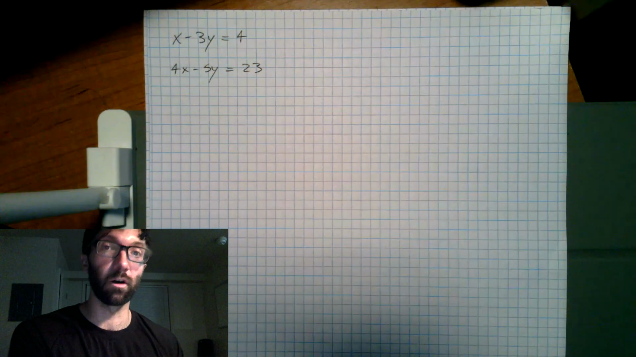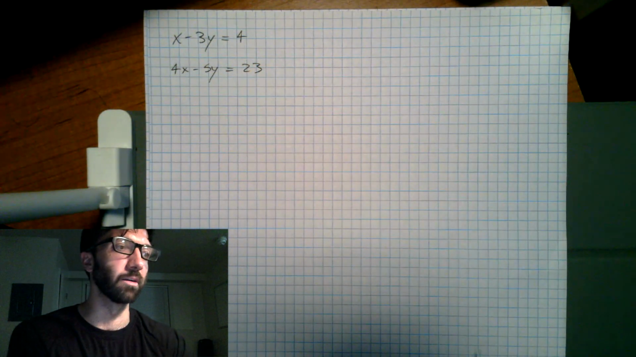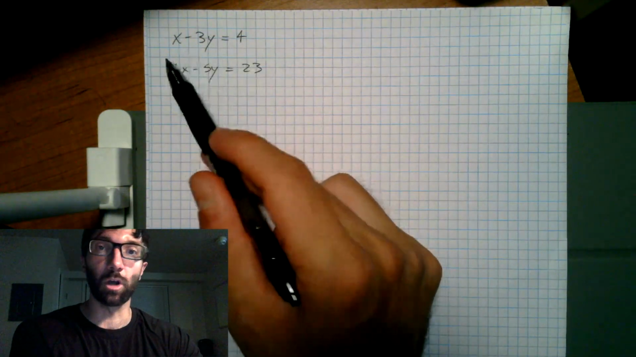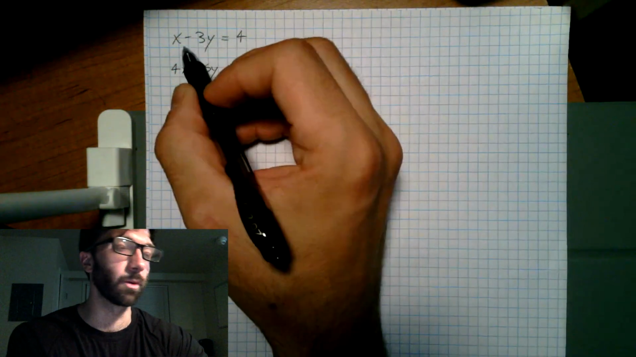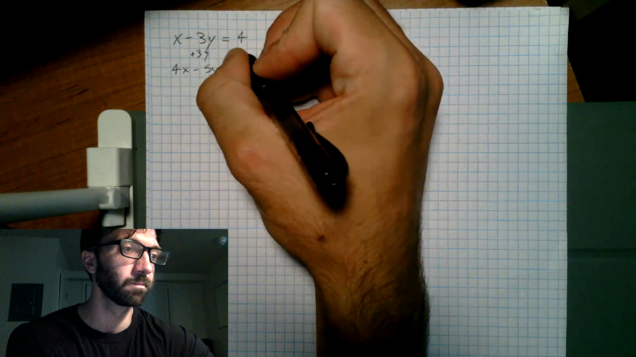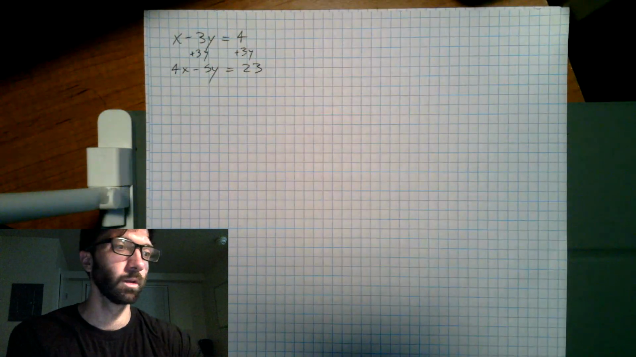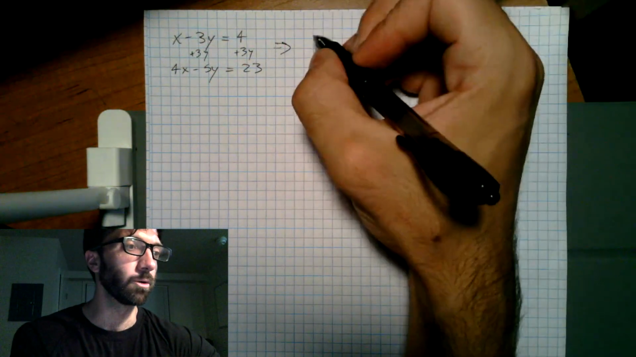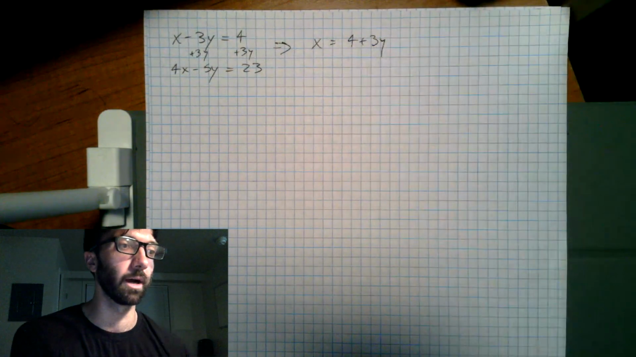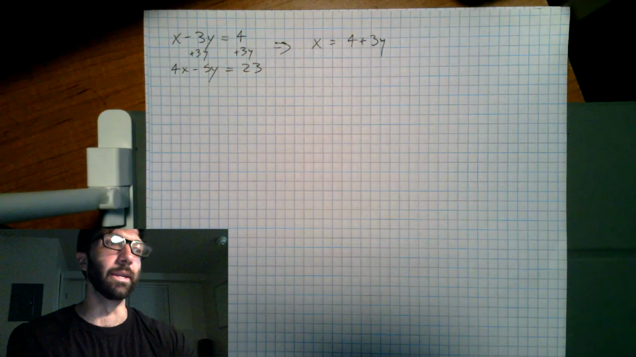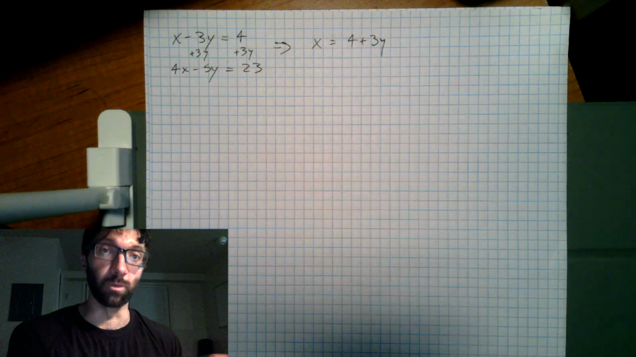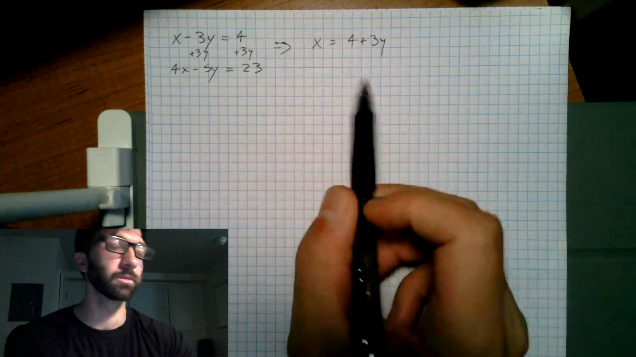We actually have to solve one of the equations for a particular variable. So I'll take this top equation and I will solve it for x. Okay, so how do I get x by itself? Well, I'm going to add 3y to both sides. Okay, and so my new top equation is going to look like this. x equals 4 plus 3y. Okay, and now I have an equation that's solved for a variable. So now I can proceed with the substitution just like the other two examples.